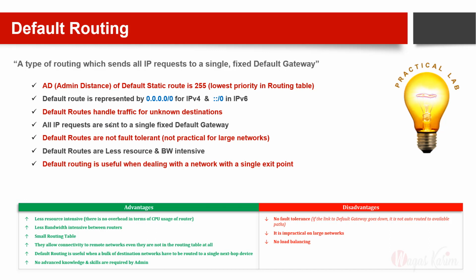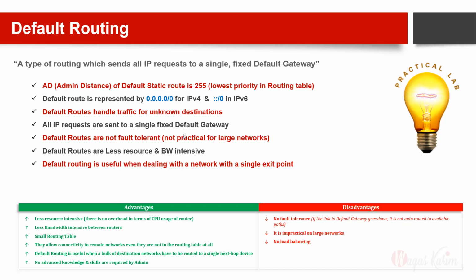The default routes handle traffic for unknown destinations, and all requests are sent to a single fixed default gateway. An example I gave you already is our home Wi-Fi router or modem, you can say. The default routes are not fault tolerant, same as static routes. If the default gateway is down, we don't have any other way. We have to repair or replace it. We have to rectify the fault.